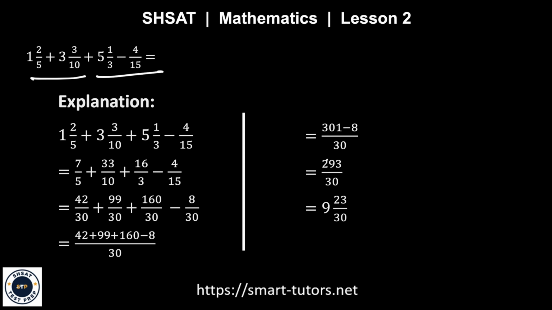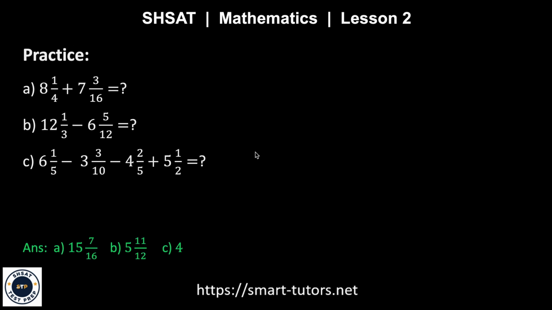So that gives you 293 over 30. Improper fraction to mixed number again gives you 9 and 23 over 30. So make sure that you practice and learn this. There are a couple of practice problems. Pause the video and try by yourself. Make sure that you understand and you get this answer. If you did not get this answer, make sure that you review the previous example on how to do it.